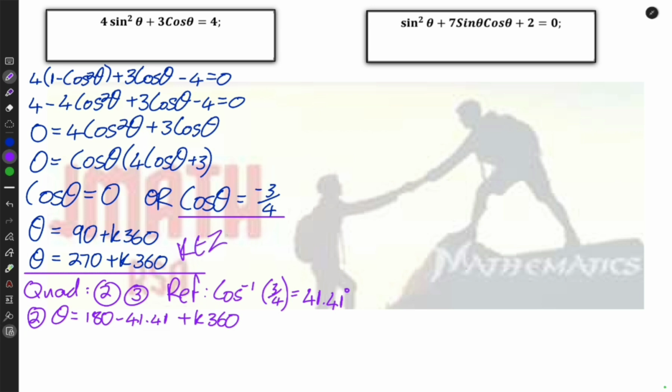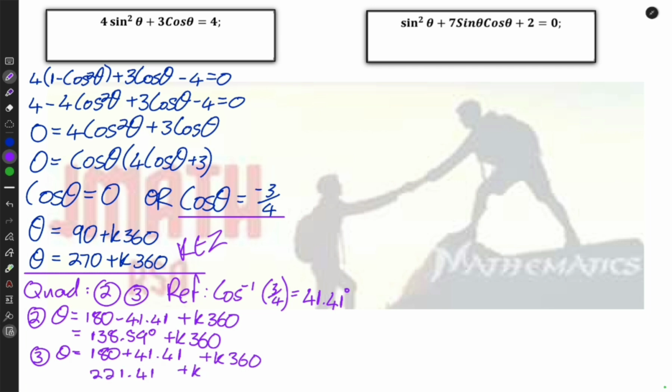You just need to write that once in every sum. So there I already wrote it, so I don't need to copy it again. Final answer for quadrant 2 will then be 138.59 degrees plus k 360. I need to also do quadrant 3 now. So therefore, theta is also equal to this very same thing, but now it's 180 plus 41.41 plus k 360. And this final answer would then be 221.41 plus k 360. Okay, that was a big sum. Remember, we needed to get 4 answers for theta.